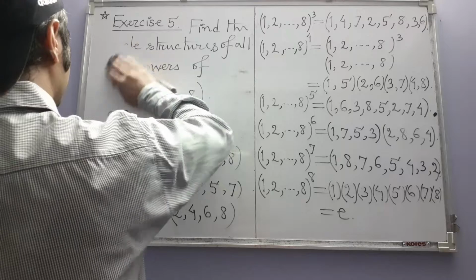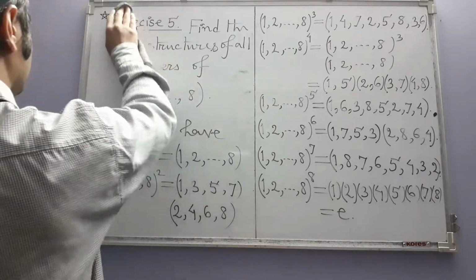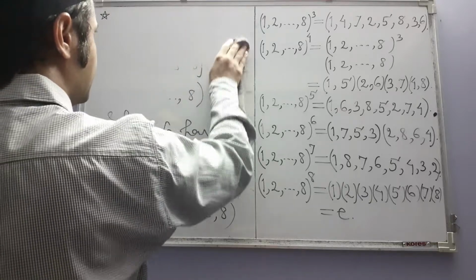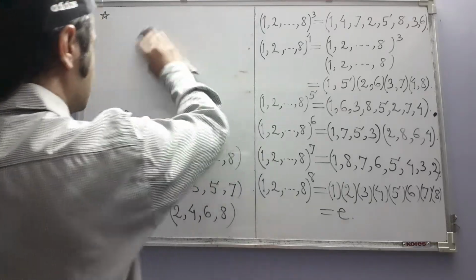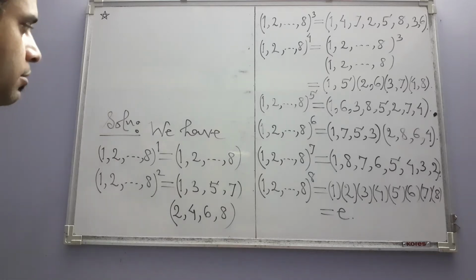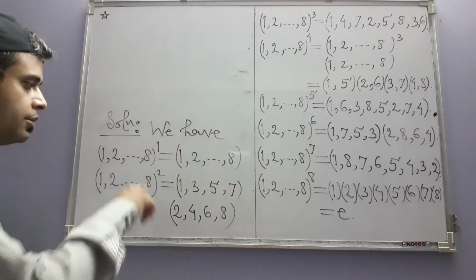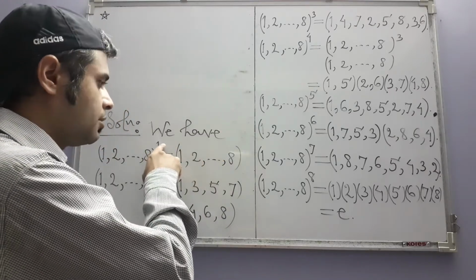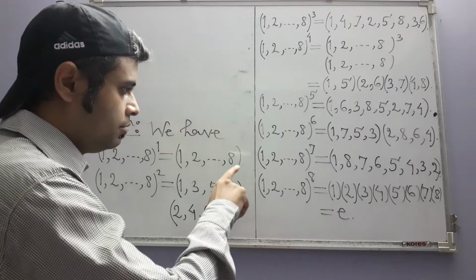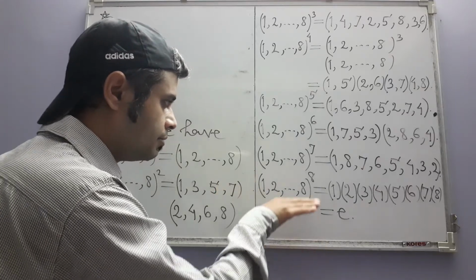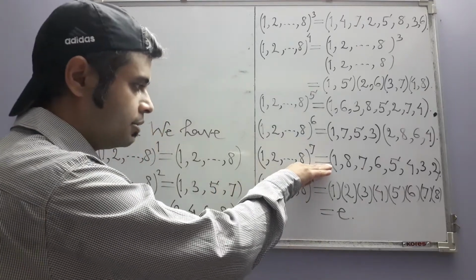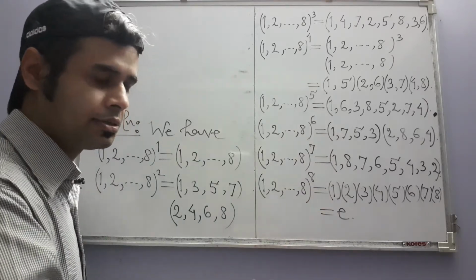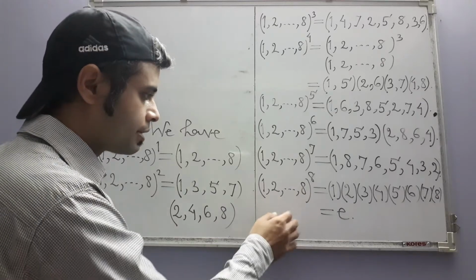The point to be noted here is that we have reached the identity, and that tells us something about the order of the cycle itself. You see, when we were considering all these powers starting from the first power, we did not get the identity till this stage. Only at this stage we are getting the identity. So what does that tell us? It tells us that this 8 cycle has order 8.